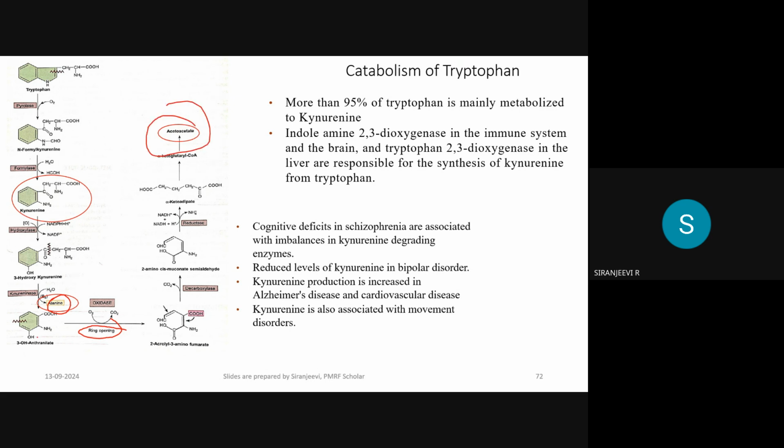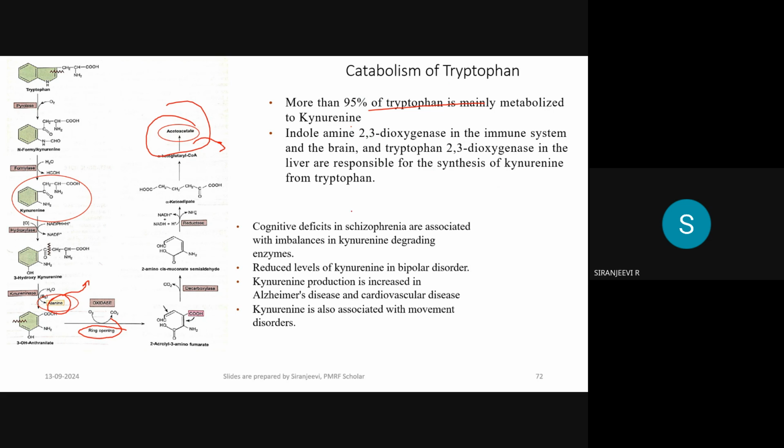So that's why one alanine will be released, which goes to gluconeogenesis, and the second, acetoacetate, will go for ketone body synthesis. That's why these are called both ketogenic as well as glucogenic. More than 95% of the tryptophan is mainly metabolized to kynurenine, and indoleamine 2,3-dioxygenase in the immune system and the brain, and tryptophan 2,3-dioxygenase in the liver are responsible for the synthesis of kynurenine from tryptophan.